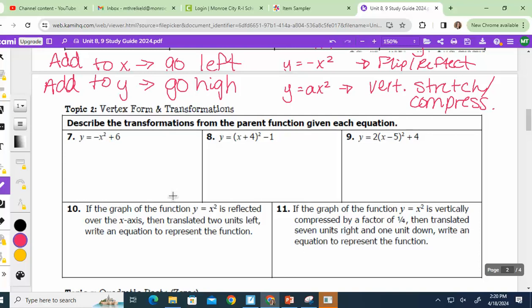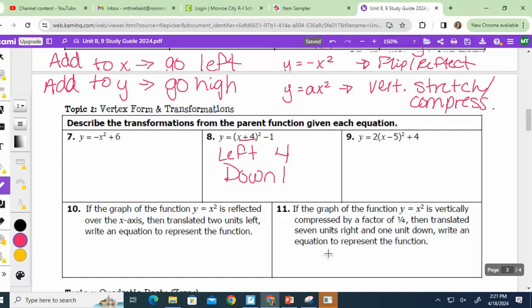So if I'm looking at number 8, we aren't multiplying by anything, so there's no stretching or shrinking. We don't have a negative, so we're not flipping. If we add to the x, it goes left. And I don't want you to just say the word left. I want you to tell me how much. So it goes left 4. And then the 1 on the end, that's affecting our y. So if we minus 1, it would go down 1.